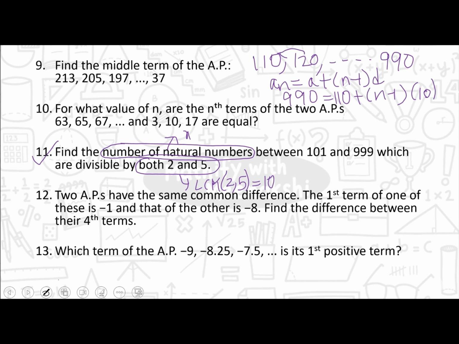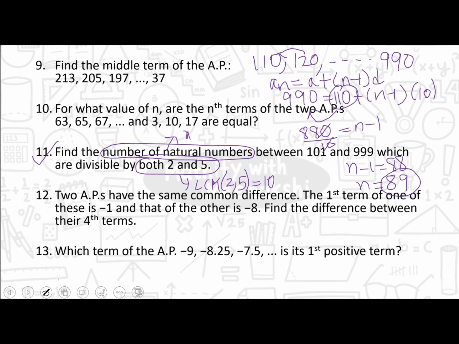So let's solve this. First, you will transpose 110 to that side. That means 990 minus 110. You can write 880 divided by 10 is equal to n minus 1. You can cut the 0. So n minus 1 is equal to 88. So we can say n is equal to 88 plus 1. That is 89. So here the answer is 89.